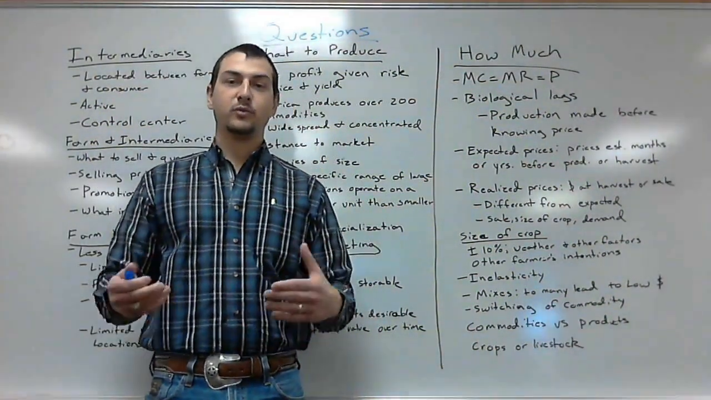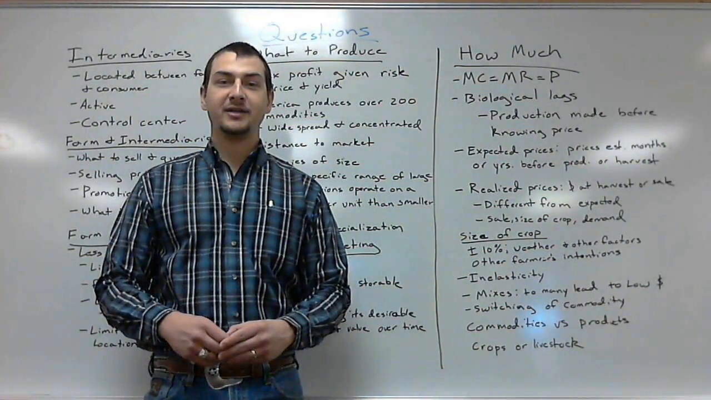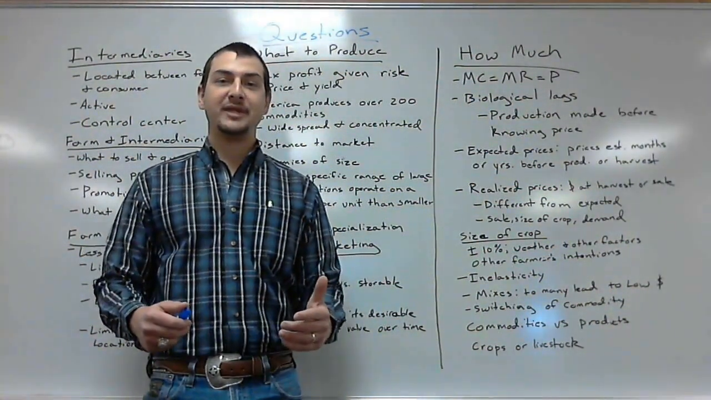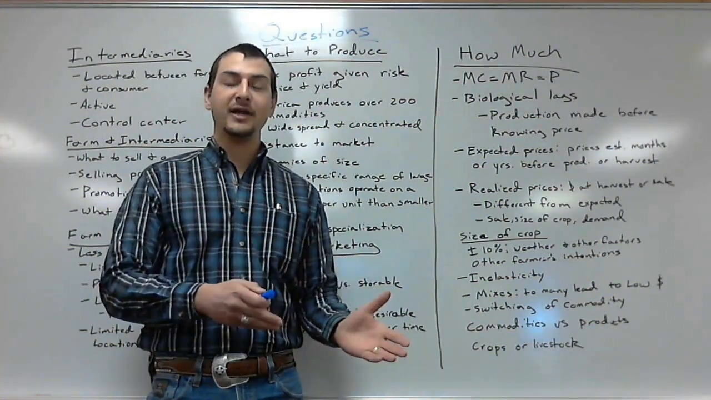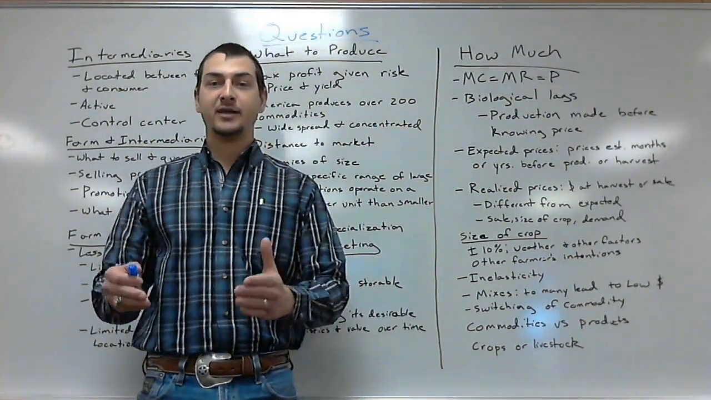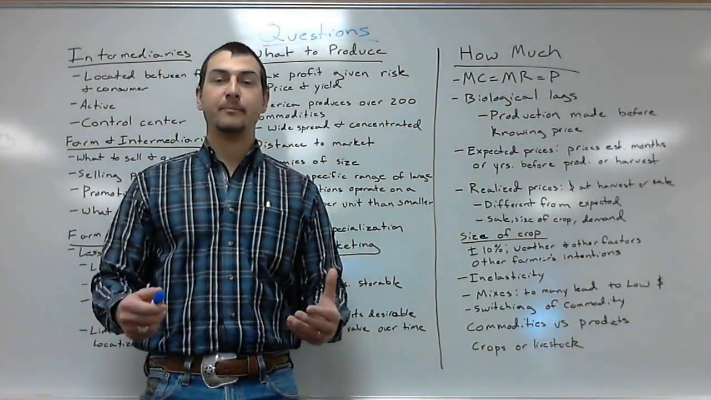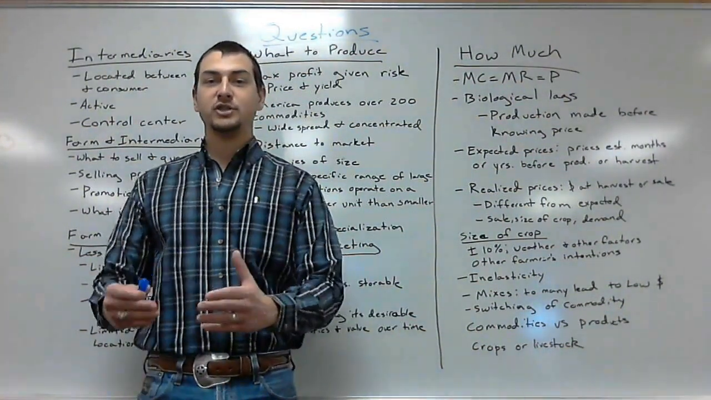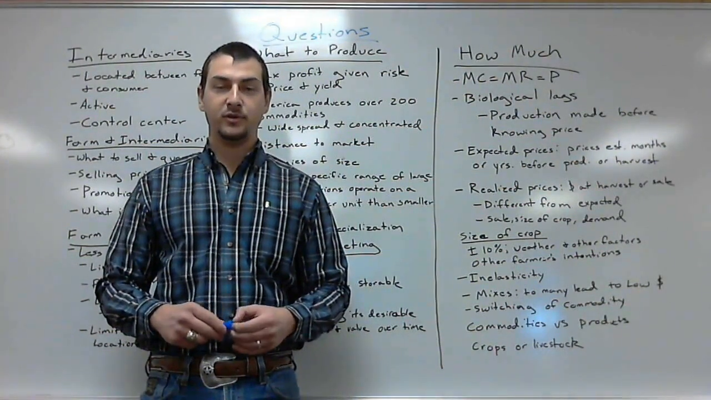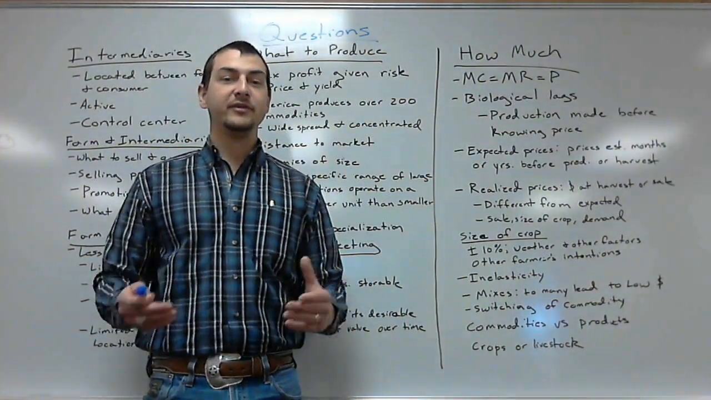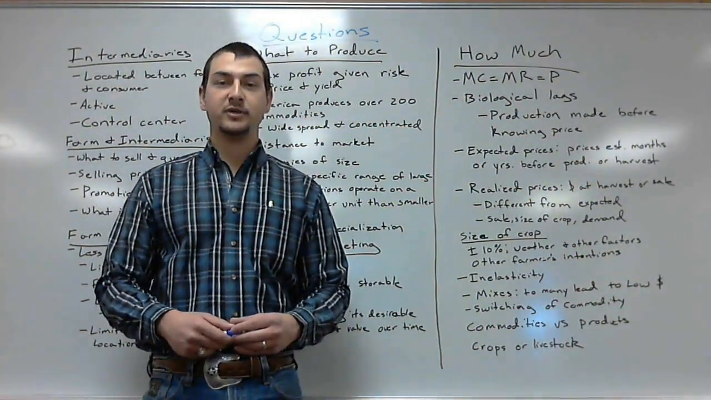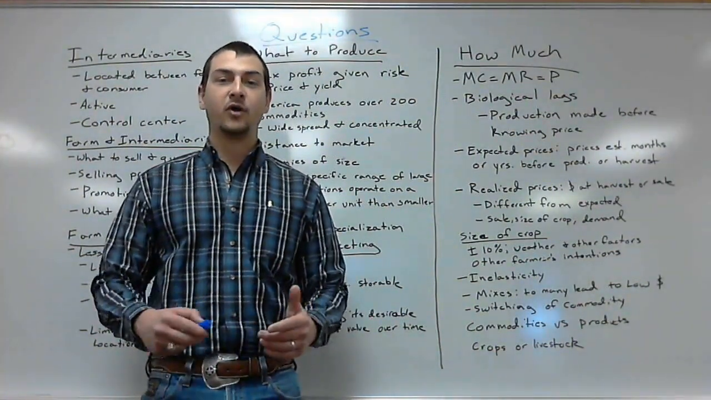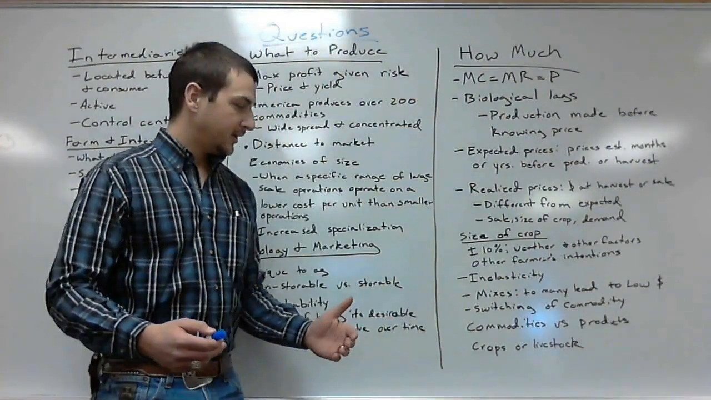Oftentimes, whenever we're dealing with agricultural commodities, we face a very inelastic supply curve. And what that means is changes in price do not really affect, in a large sense, the amount of crops that we produce. Large changes in price have small changes in the quantity that we produce, meaning that even with large or small price swings, we're going to produce relatively the same amount of crops from year to year.